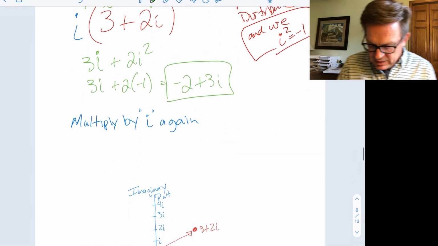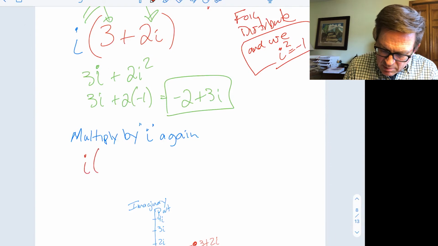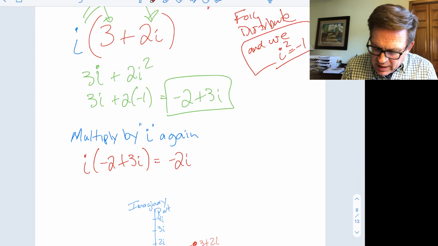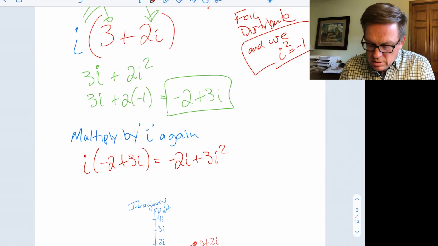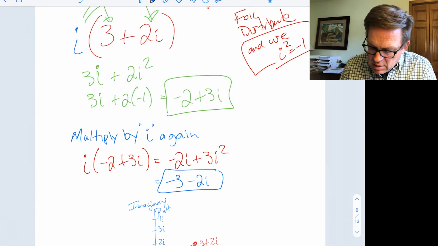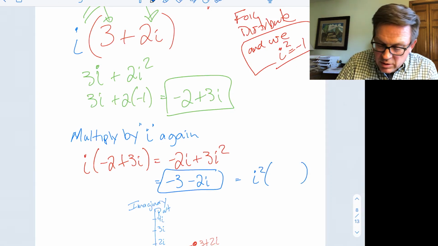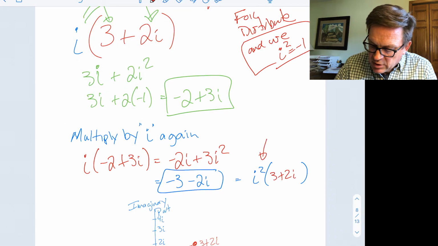So let's do it again. Let's take the same thing and multiply again by i. So i times minus 2 plus 3i is minus 2i plus 3i squared. 3i squared is really negative 1 times 3. So we can rewrite that as negative 3 minus 2i. And that's i squared times that thing we started with, all the way back at the beginning, 3 plus 2i. We multiply by i twice.